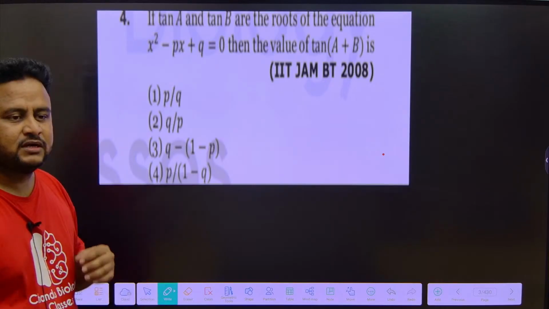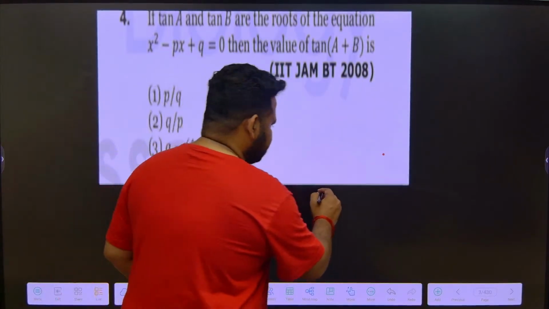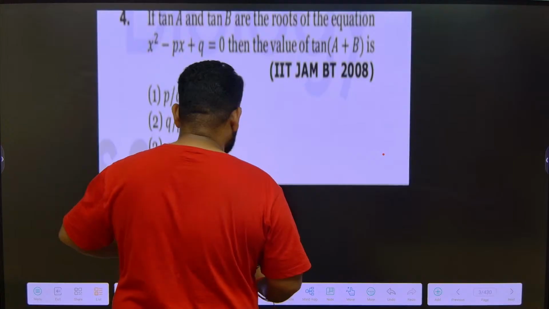First of all, please make a note of it. If they give any quadratic equation or polynomial, see, if the quadratic equation or polynomial is given in this form, see here.